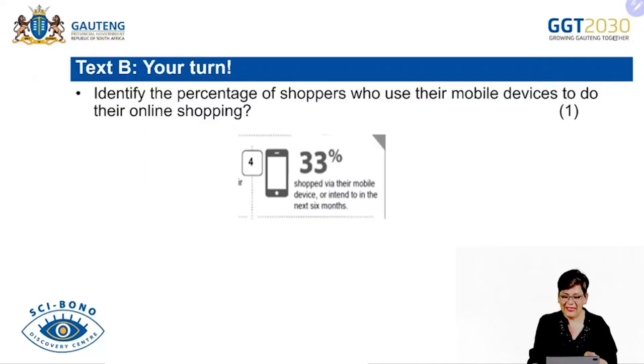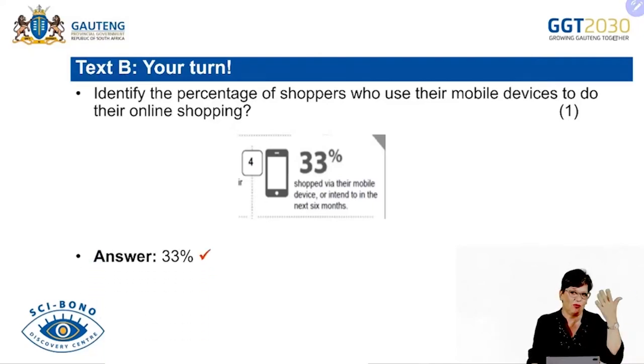Now, the question is, identify the percentage of shoppers who use their mobile devices to do their online shopping. Oh, this is so easy. Why? We've got a mobile phone there, and it said shopped via their mobile device. What's the answer, of course? Yes, you've got it, 33%.